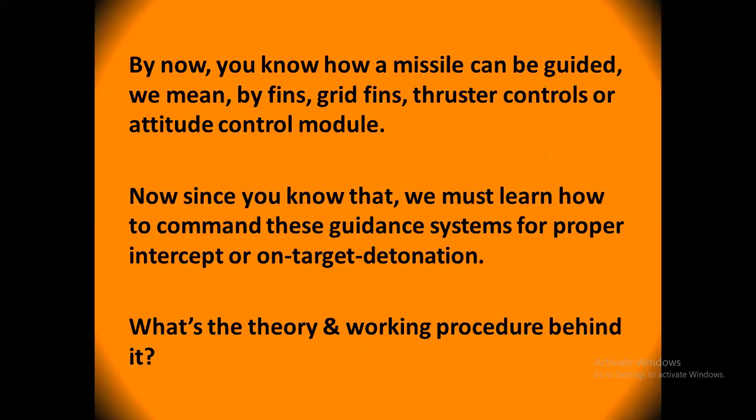Now we'll learn how to command these guidance methods, and along with that, we must know how the intercept is detected, how the on-target detonation happens, and what different kinds of missiles there are. Because you might have heard of an actively homed missile, or a homing guidance missile, or surface to surface, surface to air, air to air. There are various categories, so we'll talk categorically about each and every kind of missile.